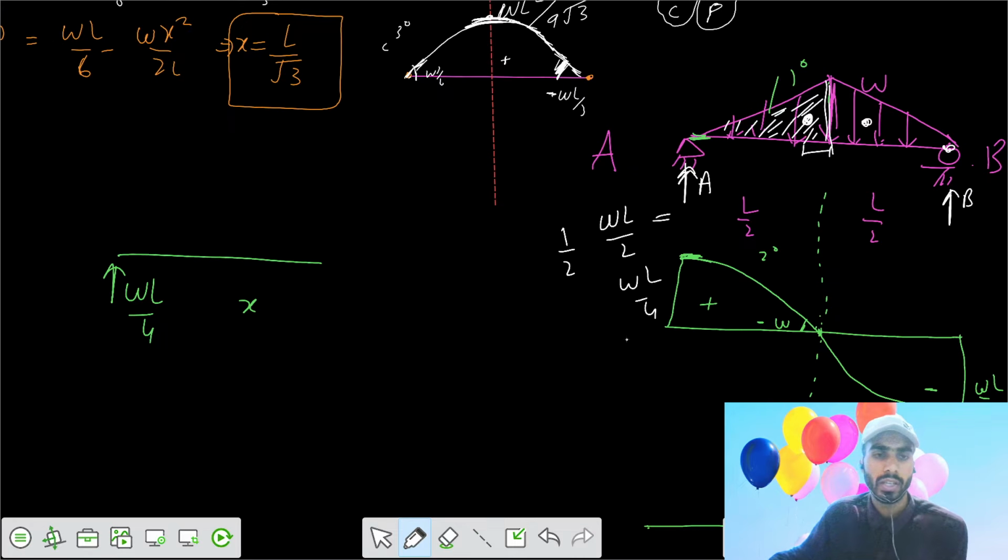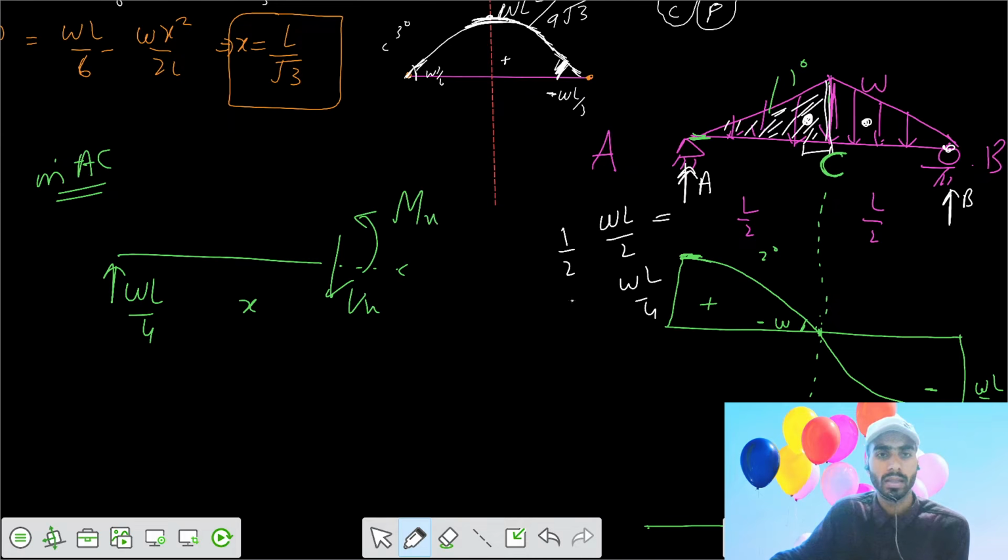Now you got the section in the region A, C. Let's say the mid part is your region C. But before C, say C was here somewhere, we got the section before C. Let's say the shear force here is Vx, bending moment Mx, and we have the uniformly varying load. The loading here is W by L into X.